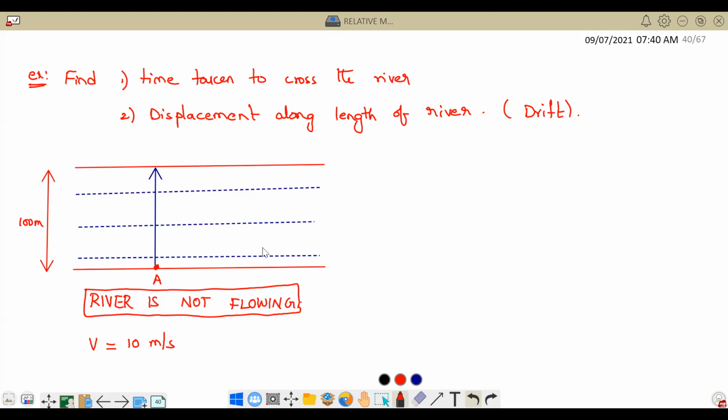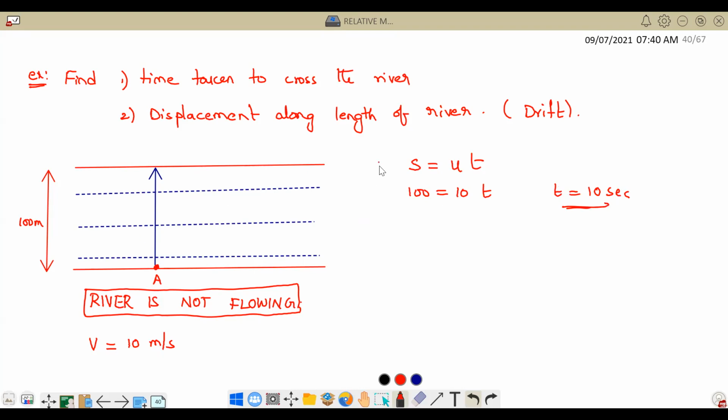Now it's very easy to calculate. In this direction his velocity is 10, the distance we know, and the only equation we have is s equal to ut. So 100 is equal to 10 into t, which implies 10 seconds. Correct or not? So that is if he travels in this direction.